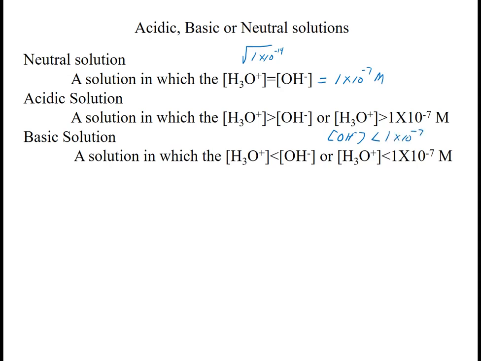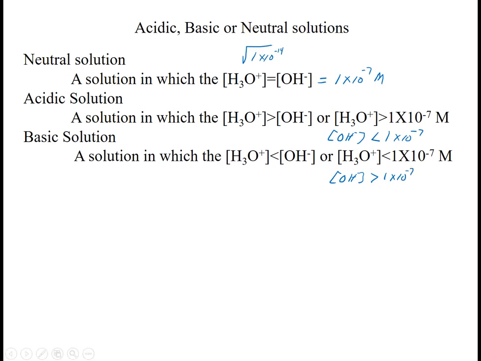And of course, these are dealing with negative exponents. So if I have a minus 9, that's actually smaller than minus 7. So keep that in mind. A basic solution is when the hydronium ion concentration is less than the hydroxide, or hydronium is less than 1 times 10 to the minus 7th. And of course, I can also say that the hydroxide ion concentration is greater than 1 times 10 to the minus 7th.